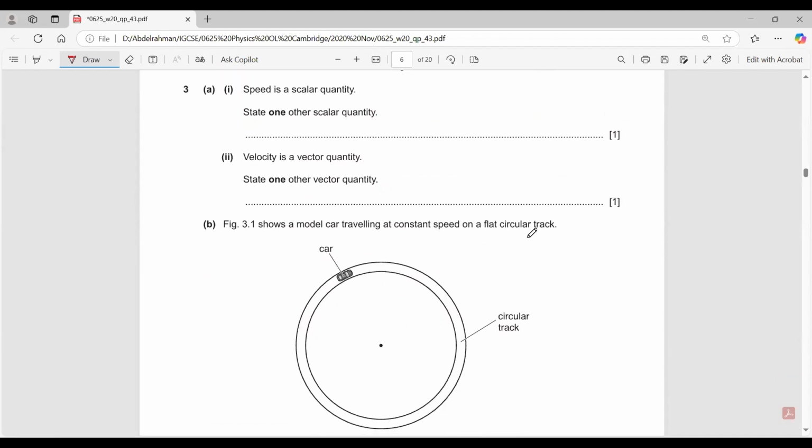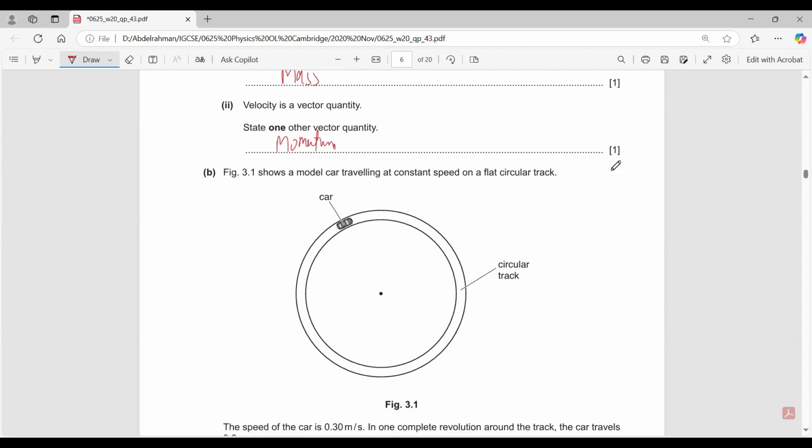Speed is a scalar quantity. State one other scalar quantity. Any other scalar quantity would do. You can say mass. You can say temperature. You can say distance. Velocity is a vector quantity. One other vector quantity: momentum. We just found the momentum. Okay. Acceleration.